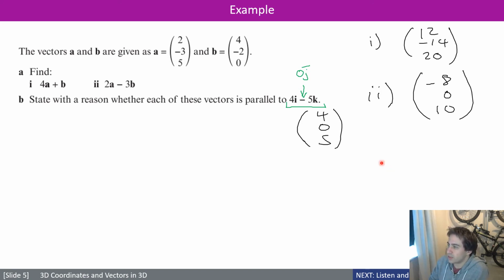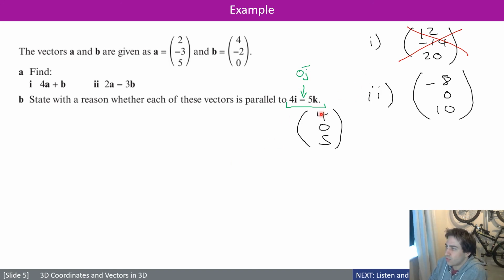Can we do that for any of these? It's very simple. Look at that 4. How do I get to 12? I multiply by 3. Is 0 times 3 also minus 14? Nope. So therefore not parallel. I don't even have to check the third component. So that one is not parallel.